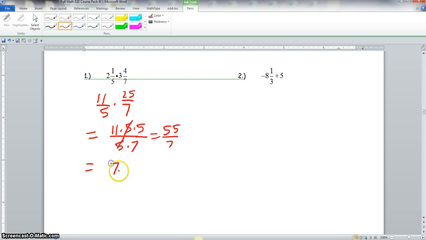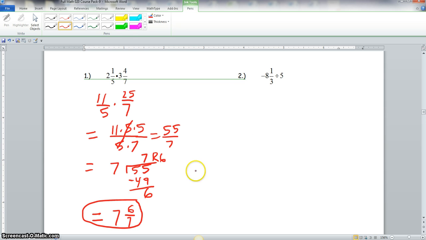Now we could take 7 into 55. 7 goes into 55 7 times. And 55 minus 49 will give us 6. So our remainder would be 6. So our final answer goes like this. Our whole number is the number that's in front of your remainder, which is 7. Our denominator stays the same, which is also 7. And our numerator is the remainder, which is 6. So our final answer is 7 and 6/7.